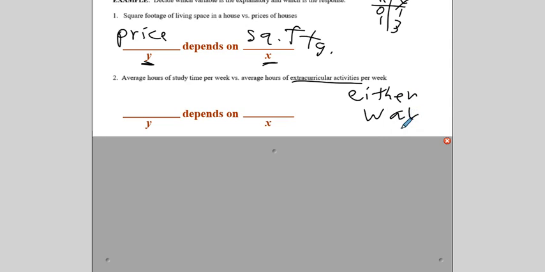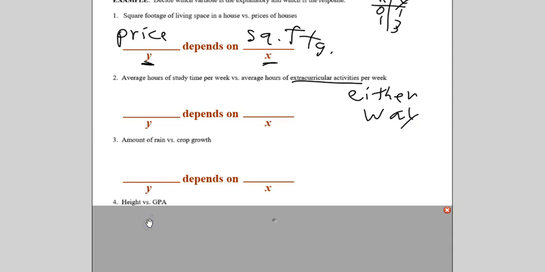So you write in how you want. If you play a sport, you might say study time depends on sports. If you don't play a sport, hanging out with friends depends on, you just do it either way. So that doesn't matter.